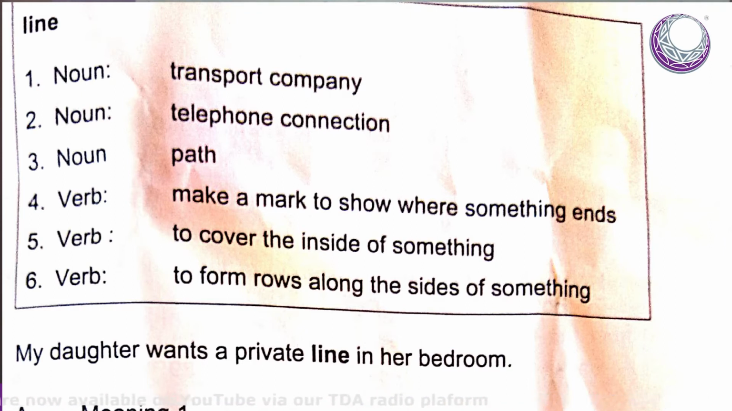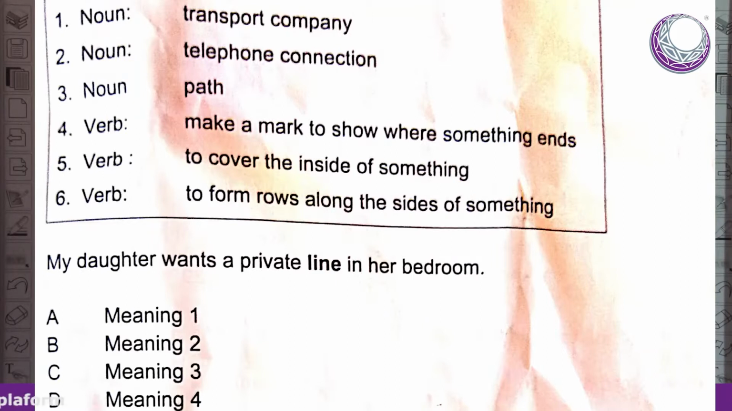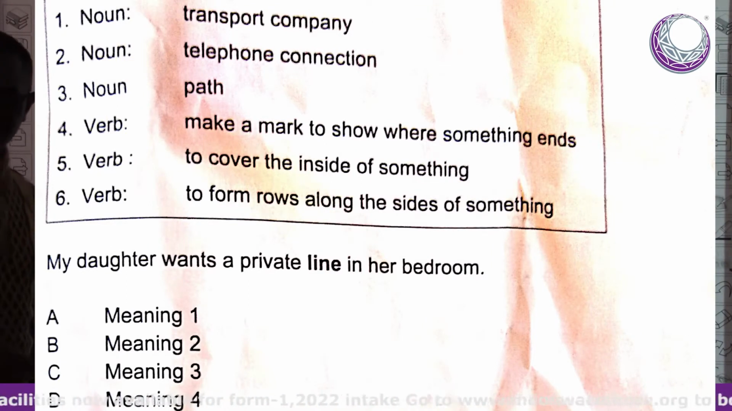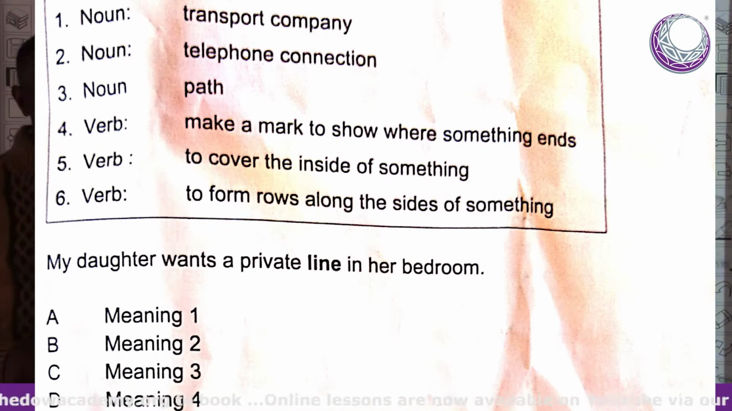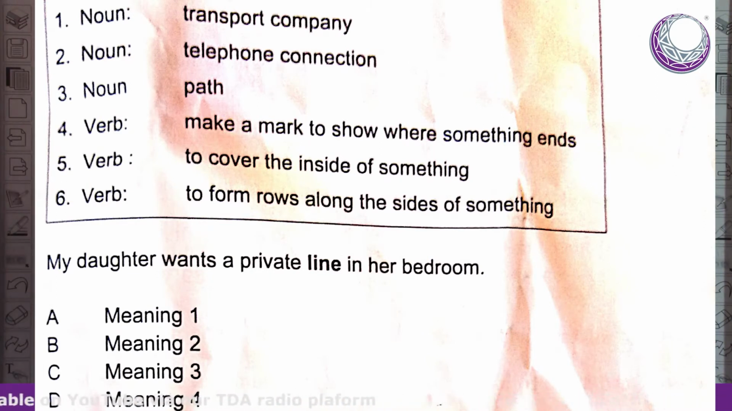Okay. So on number 4 it says make a mark to show where something ends. And then 5, to cover the inside of something. On 6, to form rows along the sides of something. This one is similar to the one we used previously, but let's see how we're going to answer these questions. The first question says, my daughter wants a private line in her bedroom. What does she really want when you think about it? My daughter wants a private line.